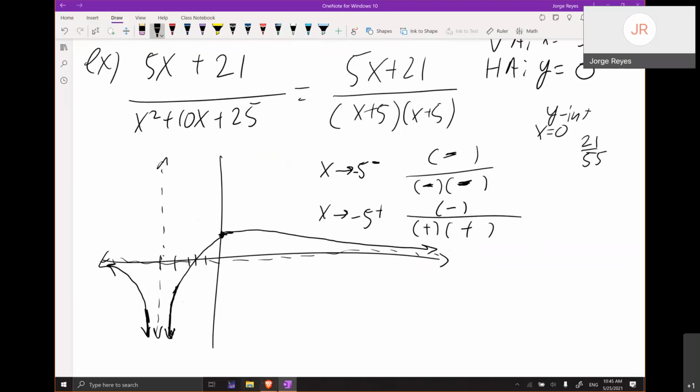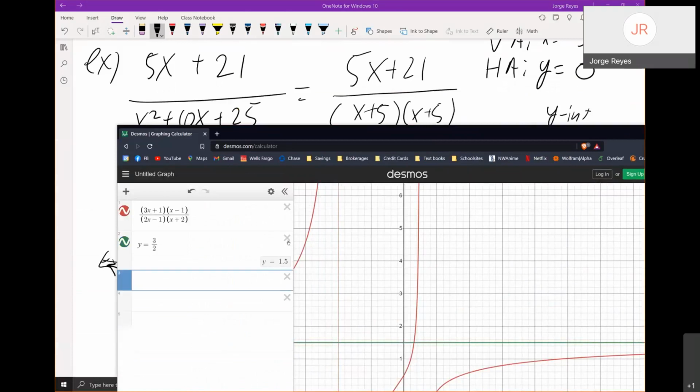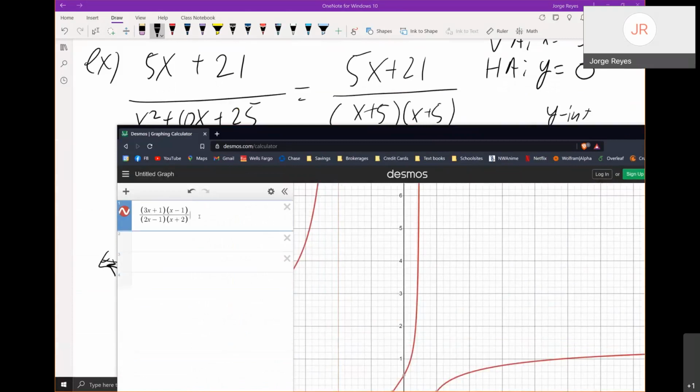Which I can, again, plug into Desmos. And we can see, so fraction, 5x plus 21 divided by x plus 5, x plus 5.